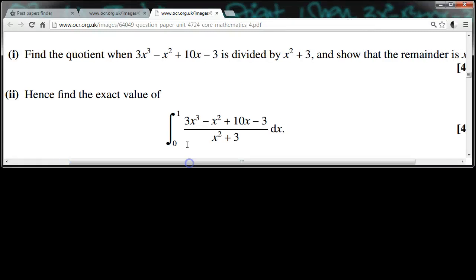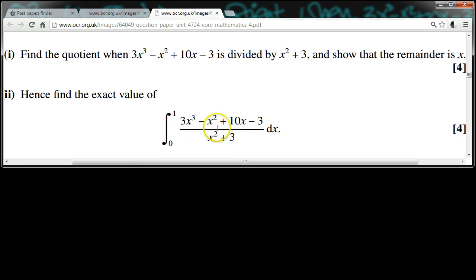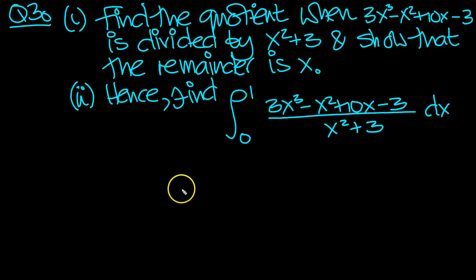Find the quotient when this cubic equation is divided by this quadratic and show that the remainder is x. Hence, find the exact value of this integral here between 0 and 1. So I've summarized the question here then. Let's have a look at it. Let's do long division then.